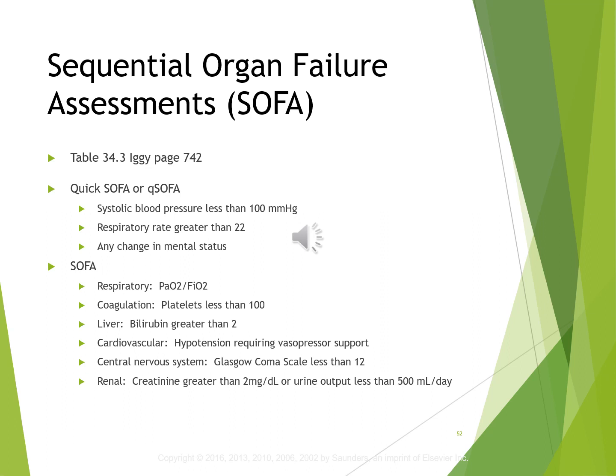Central nervous system, you have a Glasgow Coma Scale less than 12. And then also you're looking at the renal function, assessing that creatinine. Is it greater than 2, or is urine output less than 500 milliliters per day? Now, just keep in mind, these are used for rapid assessment.